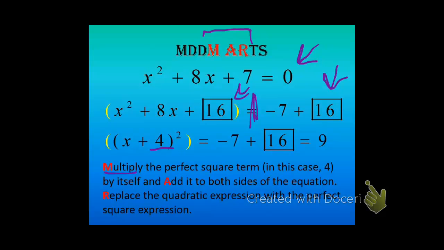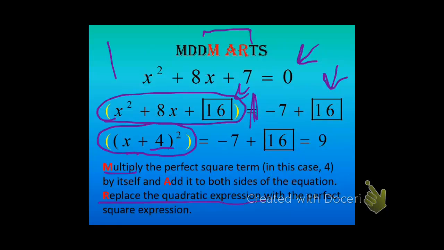And then, key thing is I'm replacing the quadratic expression. So here's your quadratic, and here's my perfect square. Those are actually the same value. If I multiply x plus 4 times itself, it gives me what's right here. So that's a big crux of completing the square, is being able to replace your quadratic, which is right here, with your perfect square term. Okay, let's see where we go from there.